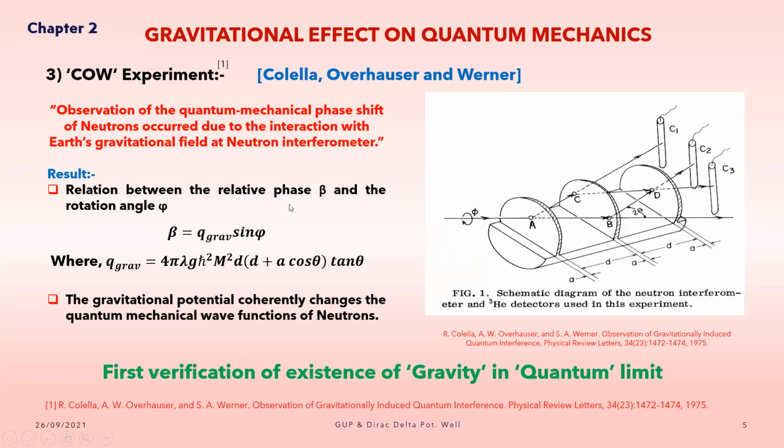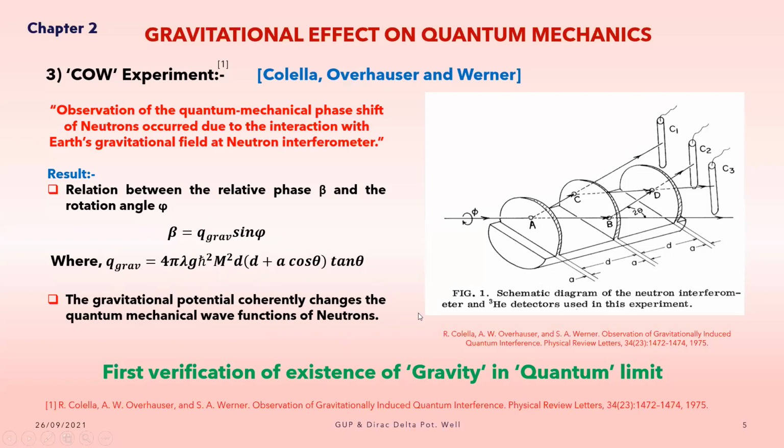After the result, they could find the relation between the phase beta and the rotation angle phi. That is, beta equals q gravity and sine phi. And if you see the q gravity term without neglecting this g and h cut square, we can see this g term depends on gravity, and h cut depends on quantum mechanics. So from this experiment, we can merge gravity and quantum mechanics in a non-relativistic manner. The conclusion of this experiment is that the gravitational potential coherently changes the quantum mechanical wave function.